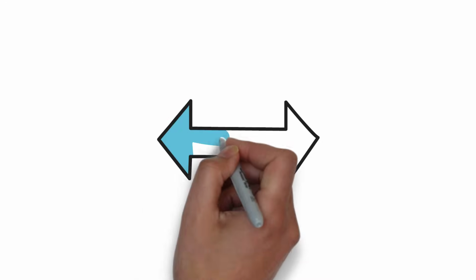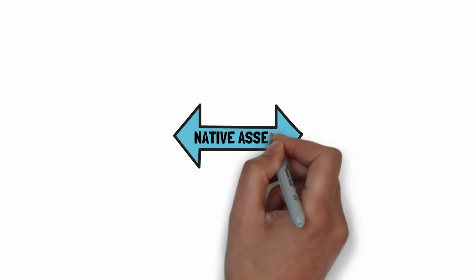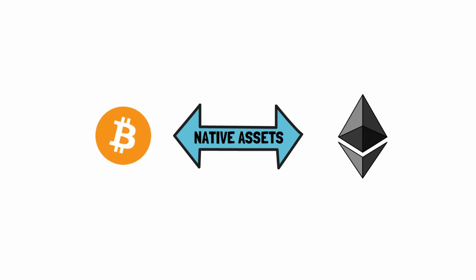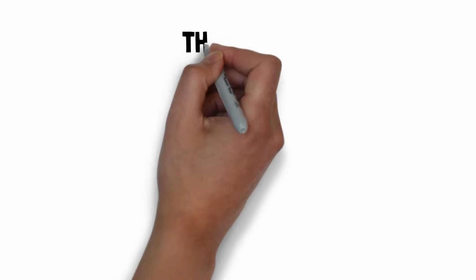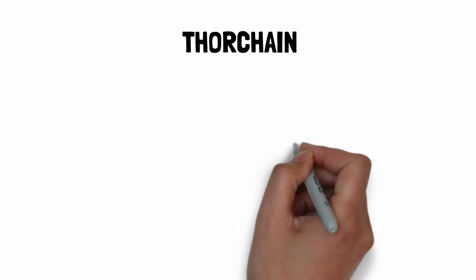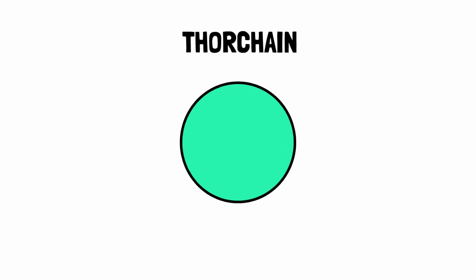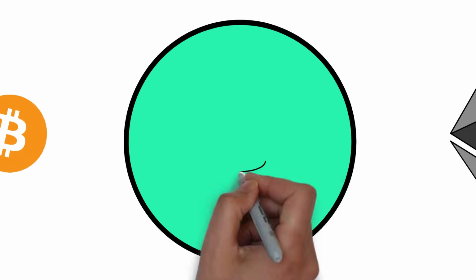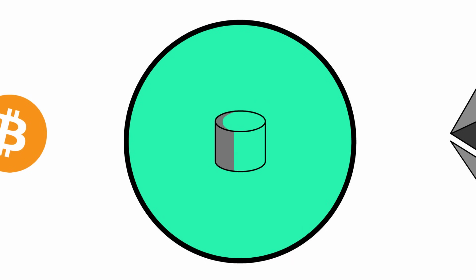What if there was a way of swapping native assets instead? For example, making a trade between Bitcoin on the Bitcoin blockchain and Ether on the Ethereum blockchain. And this is exactly where Thorchain comes into play. Thorchain is a decentralized liquidity protocol that allows for swapping native assets between different blockchains such as Bitcoin, Ethereum, or Binance Smart Chain.